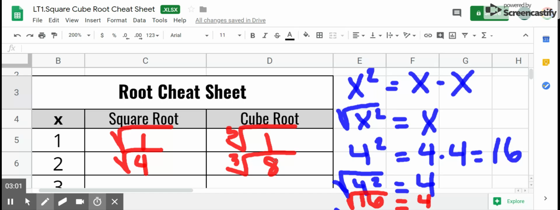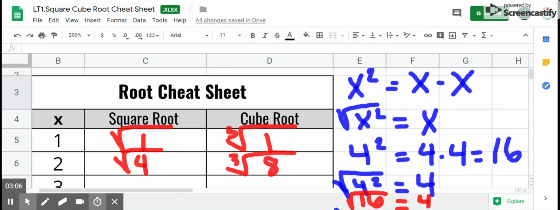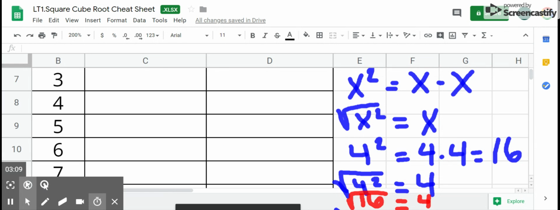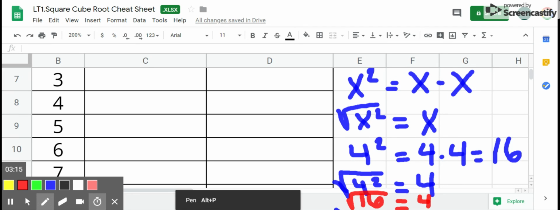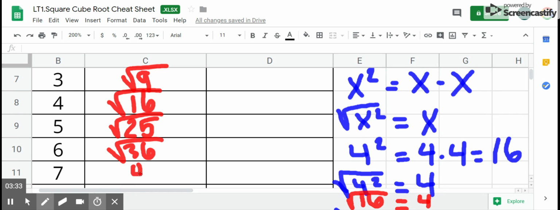Make sure you have these down. I'm going to have to scroll down. When I scroll down, the stuff doesn't scroll with me, so I will have to erase in between. Okay, now moving on to number 3. 3 times 3 is 9, so square root of 9 is 3. 4 times 4 is 16, so square root of 16 is 4. 5 times 5 is 25. Therefore, the square root of 25 is 5. 6 times 6 is 36. Square root of 36 is 6. And 7 times 7 is 49. Square root of 49 is 7. If I'm going too fast, feel free to pause this video.